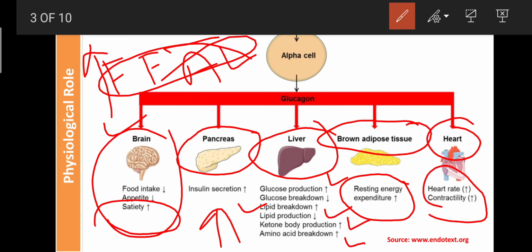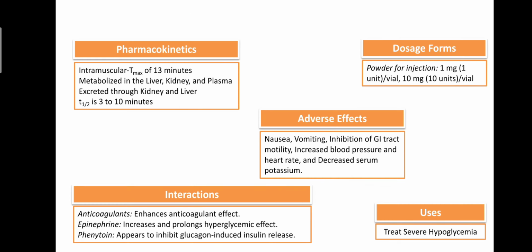So like that, the glucagon acts on the brain, it can inhibit the food intake; acts on the pancreas, it can enhance the secretion of insulin; acts on the liver, it can enhance all sources of formation of glucose; and acts on the adipose tissues, it can decrease the glucose storage in the form of glycogen, as well as enhance the source of glucose from non-carbohydrate sources by enhancing the breakdown of triglycerides and cholesterols; and it can act on the heart, increasing the heart rate and contractility. So like that, the glucagon is helpful for the regulation of the blood glucose level.